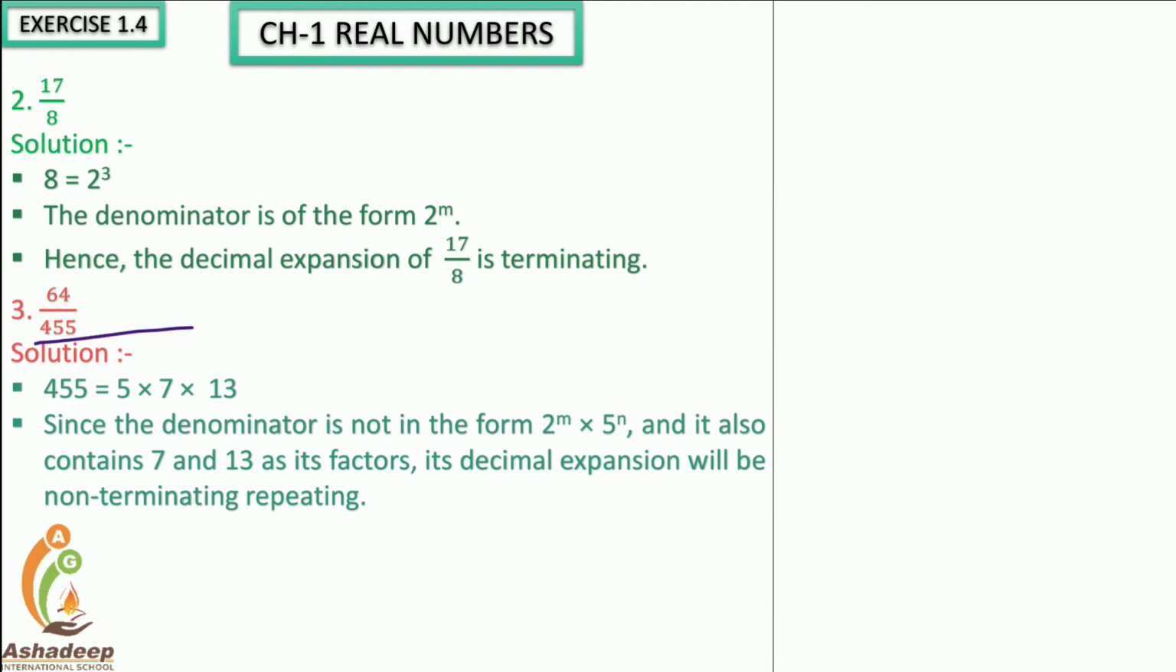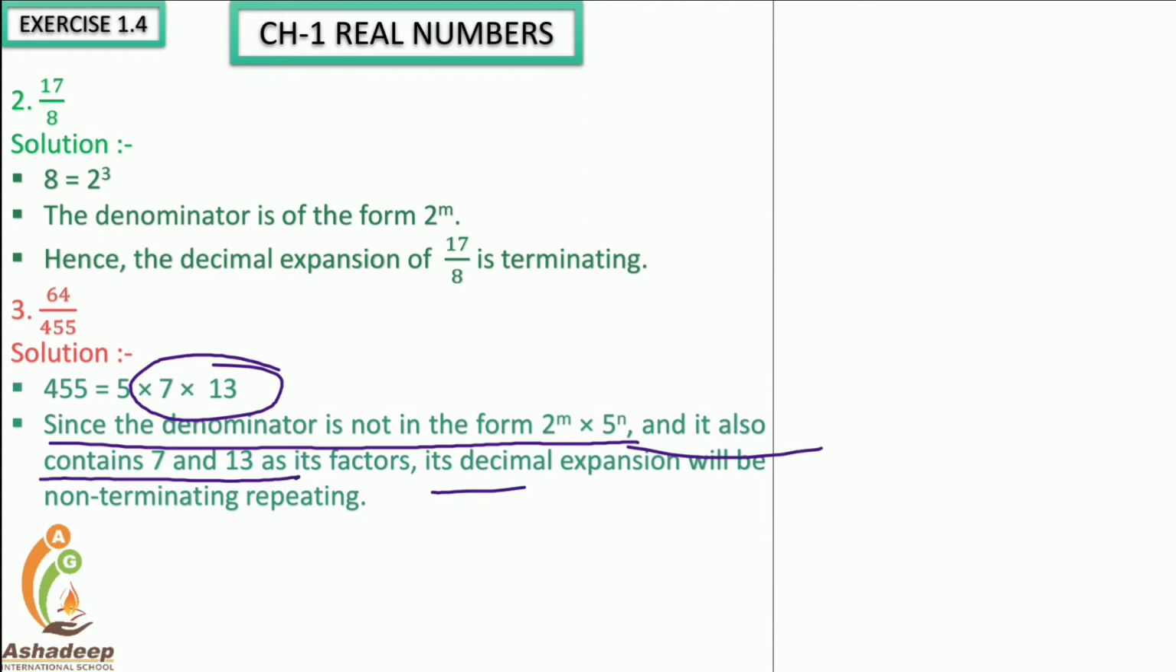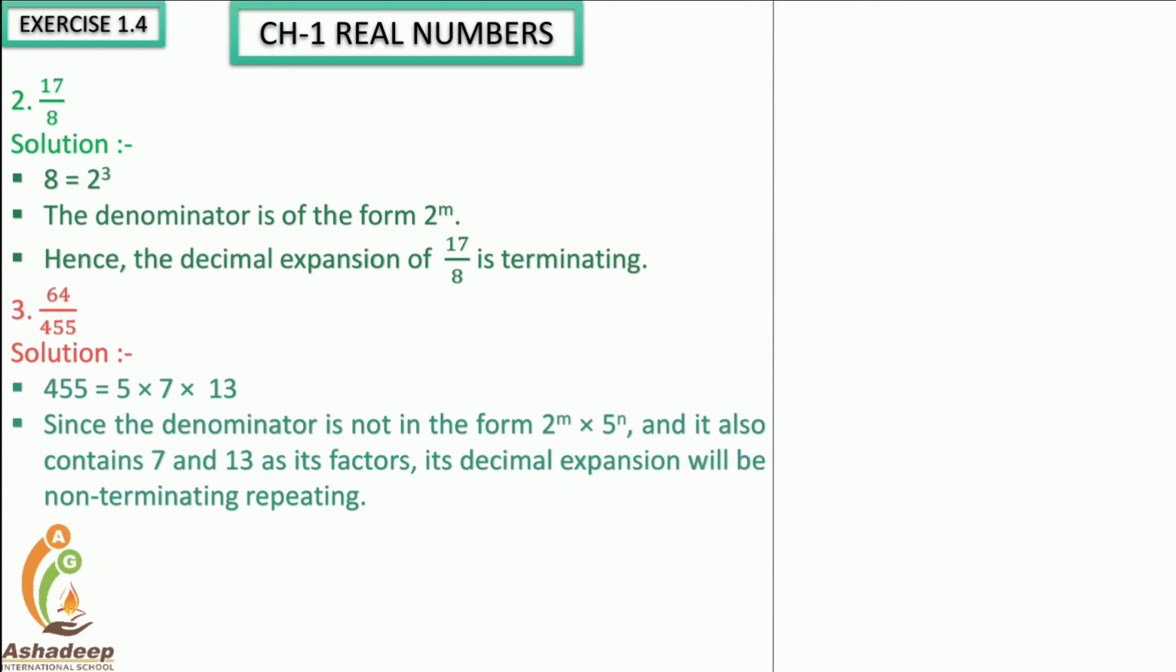Now 64 divided by 455. 455 is equal to 5 into 7 into 13. It is simple: 455 is the q, because it is in the denominator, and this is the p. Here q is in the form of 5, 7 and 13, so 7 and 13 are other than 5 and 2. If the denominator has factors other than 5 and 2, then we can say it is non-terminating recurring. Since the denominator is not of the form 2 power m, 5 power n, and it contains 13 and 7 as factors, this decimal expansion will be non-terminating, repeating, or recurring.